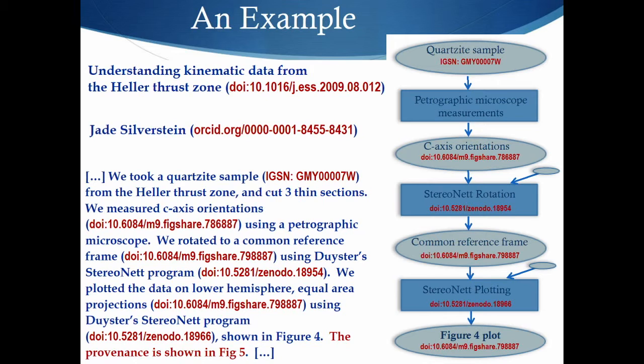And so throughout the workflow, you can see that we're assigning DOIs to the software, to the input sample, to any intermediate data that we think are important enough to publish. And then at the end, the figure is shown, but so is this provenance or workflow for the results. So that's what a modern article looks like.